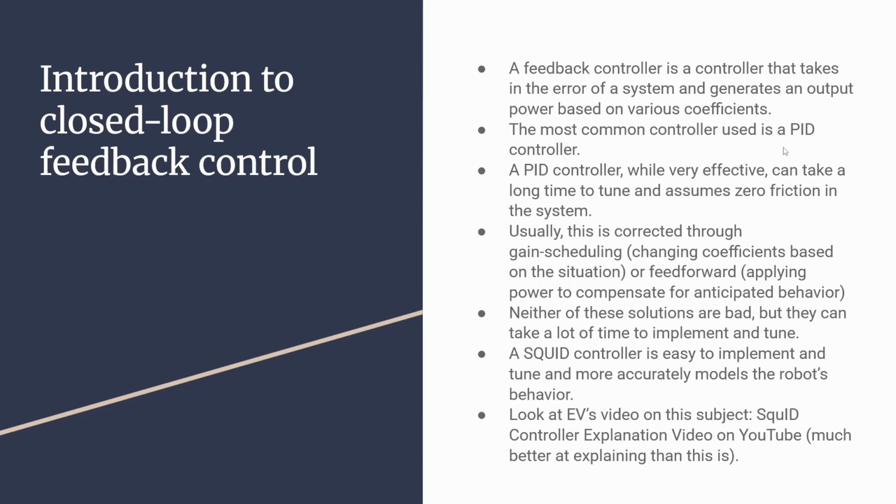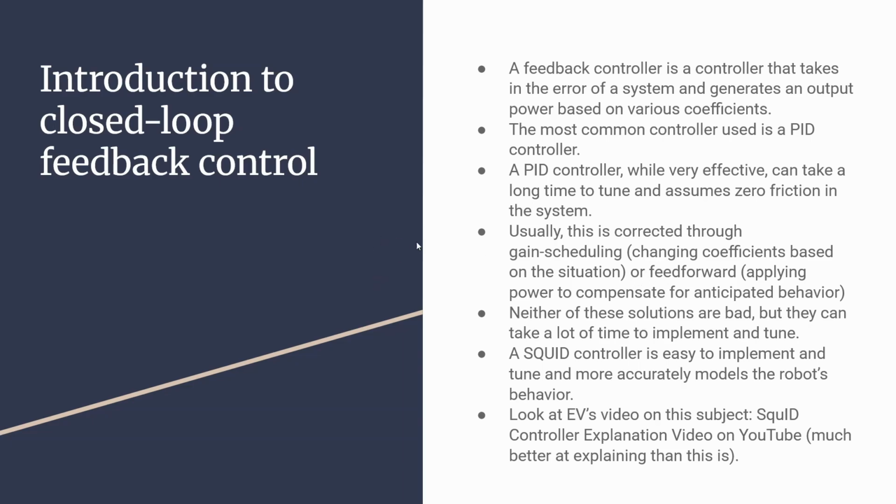I know people will be annoyed if I say PID, but a PID controller, while very effective, can take a long time to tune and assumes zero friction in the system. And usually this is corrected through gain scheduling, which is basically changing coefficients based on the situation, or feed forward, applying power to compensate for anticipated behavior. And this is a really solid solution. It works really well. The thing about this is that they take a long time to tune, and they don't really solve the fundamental issue that your PID controller doesn't accurately model your robot's behavior.